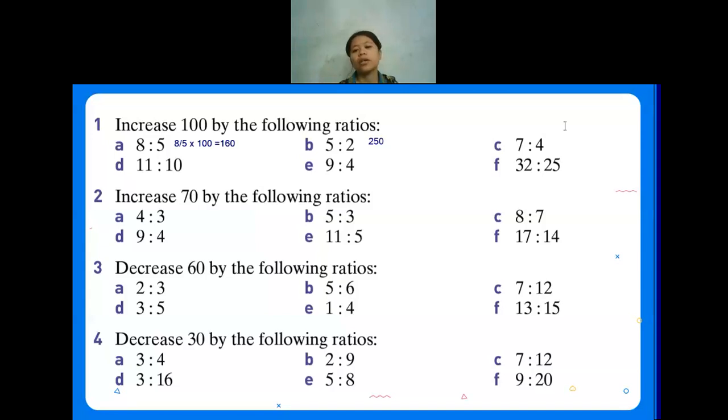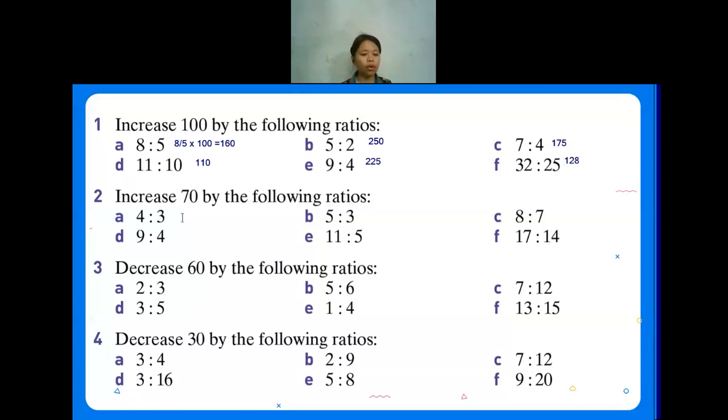For question C, anyone want to help me? 175. Okay, thank you. Question D. 110. Okay. Question E. 225. Okay. Question F. 128. Okay. Is there anyone who is confused so far? Anything confusing? No? Okay.